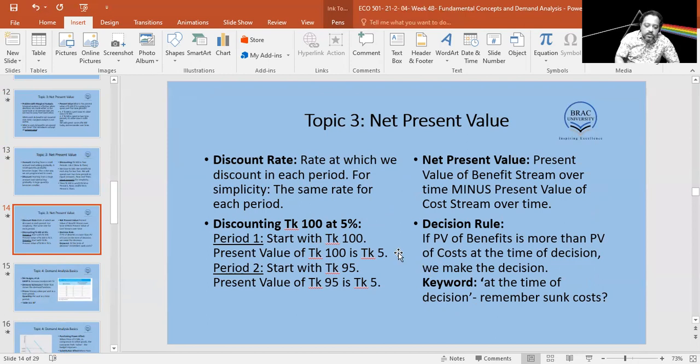Okay, so the decision rule is very simple, as I said a little while ago. If the present value of all benefits, the stream of benefits over time, is greater than the present value of all costs, the stream of costs over time, we go for it. Just like when marginal benefit was greater than marginal cost, we said yes. When the present value of all benefits is greater than the present value of all costs, we also say yes.